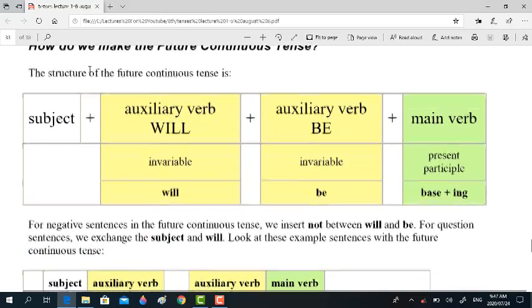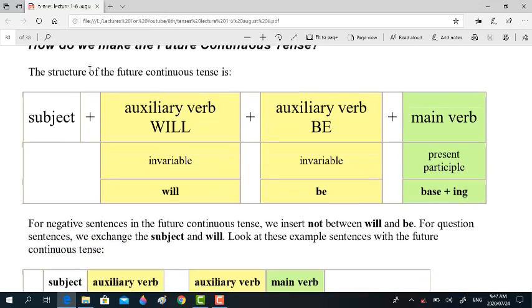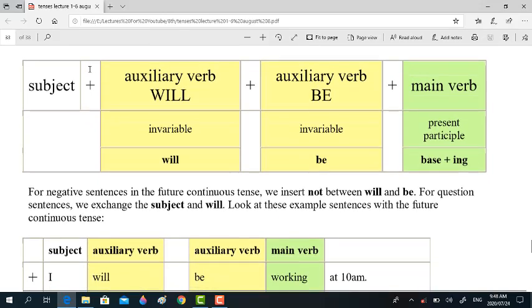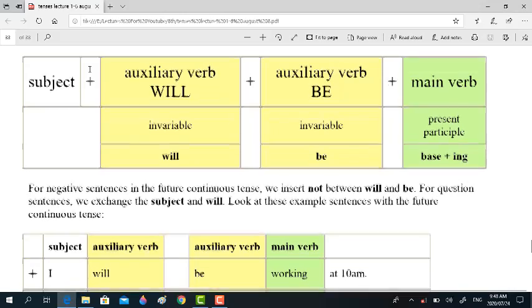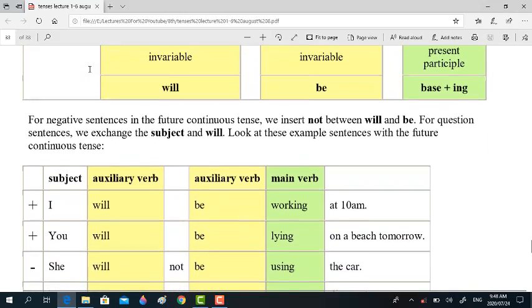plus ing form. For negative sentences in the future continuous tense, we insert not between will and be. For question sentences, we exchange the subject and will. Look at these example sentences with the future continuous tense.